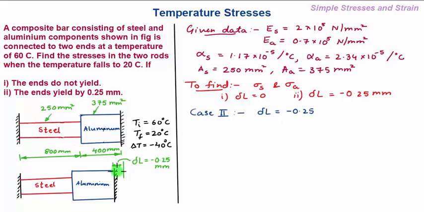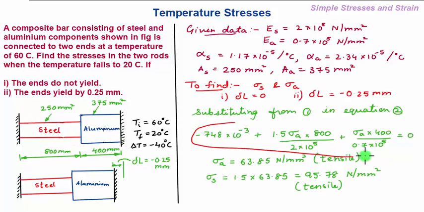So again in this case, when delta L is minus 0.25 mm, when the stresses are developed in steel bar and aluminum bar, the load on steel and aluminum bar will still be same. So our first relation of sigma S is equal to 1.5 times sigma A will again be applicable. Now again writing the delta L equation for the steel and aluminum bar, the equation will be similar to this equation. Only thing is the value of delta L here, it will be minus 0.25 mm.